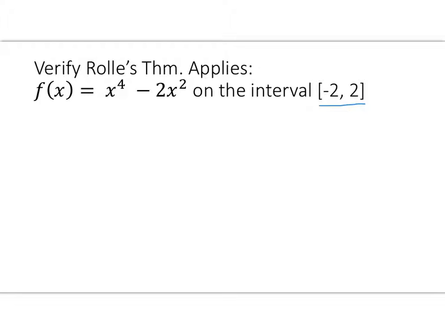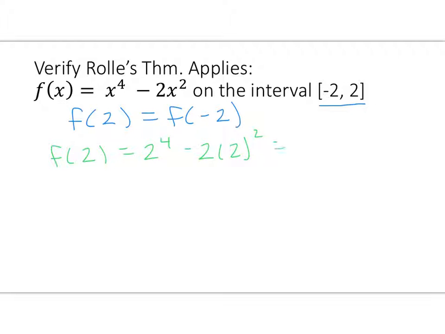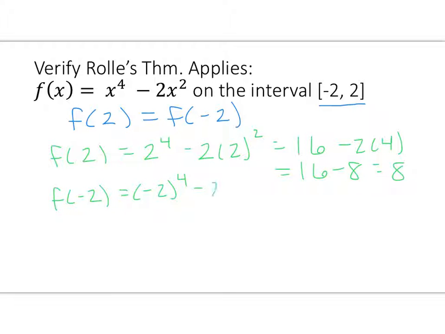So that part's set. To verify Rolle's theorem, I have to first show that f of 2 is equal to f of negative 2. Well, let's find each one. f of 2 is equal to 2 to the 4th minus 2 times 2 squared. 2 to the 4th is 16, minus 2 times 4, which is 8. So I have 16 minus 8 equals 8. Now I need to verify f of negative 2. Well, that's negative 2 to the 4th, minus 2 times negative 2 squared. So I have 16 minus 2 times 4. I still get 8. That part of Rolle's theorem holds.